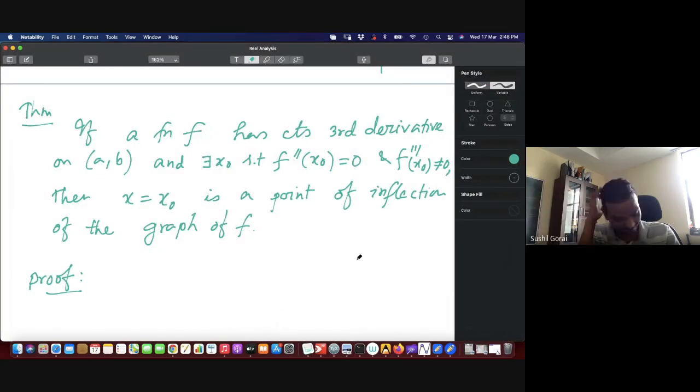What Sam said is almost the same, but why is that? The reason is the presence of x minus x naught to the power n in the other terms. Whatever it is, odd or even, it is very small compared to, in this case, the third derivative.